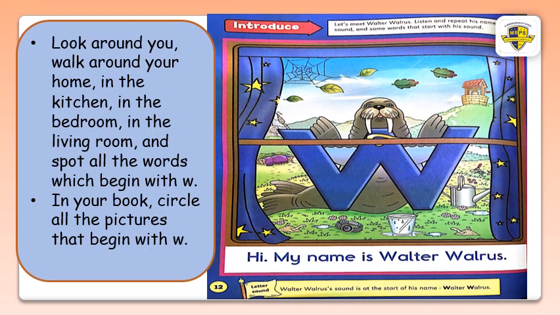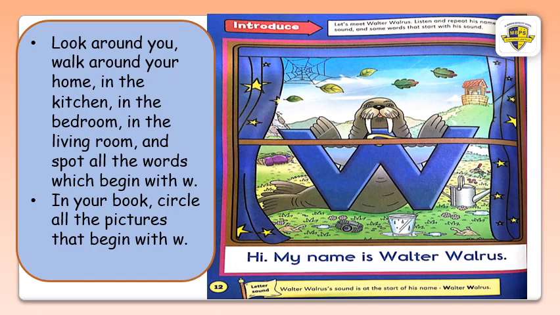Here he is. He's saying to you, "Hi, my name is Walter Walrus." Look at all the pictures behind him. I'm going to ask you to do something in a minute. Listen. Now we've finished all the sounds of the watch and the web and the water can, all these. I want you now to stand up, look around you, walk around your home, in the kitchen, in the bedroom, in the living room, and spot all the words which begin with where window, where wall.